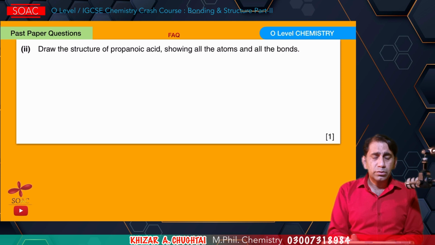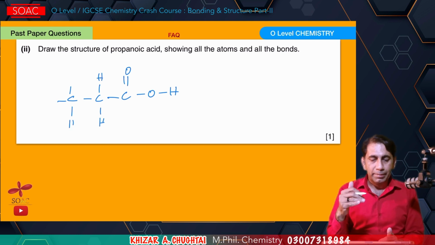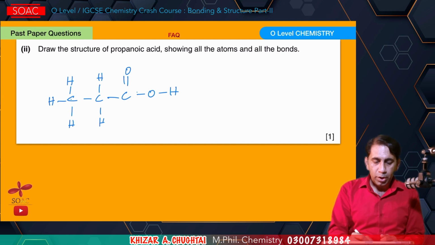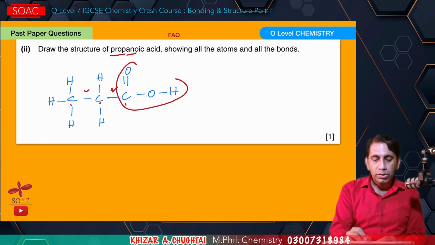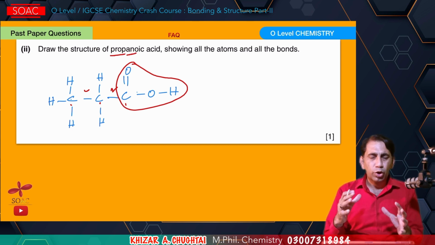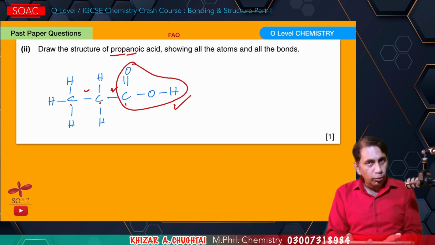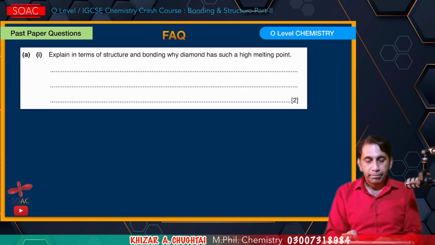Next is to draw the structure of propanoic acid. Again, prop means 3 carbons should be there. Ane means a carbon-carbon single bond should be there. Oic acid means the COOH group. So this is the complete diagram of the displayed formula of propanoic acid.